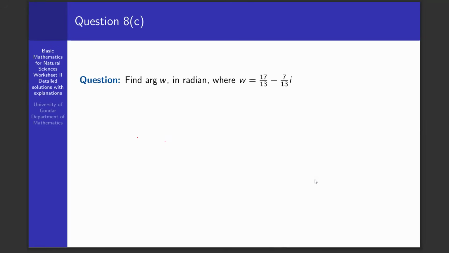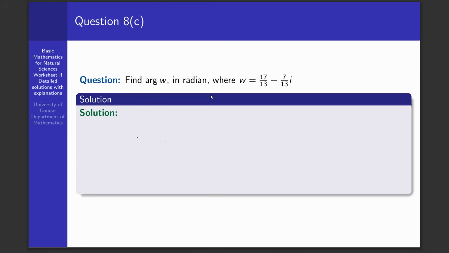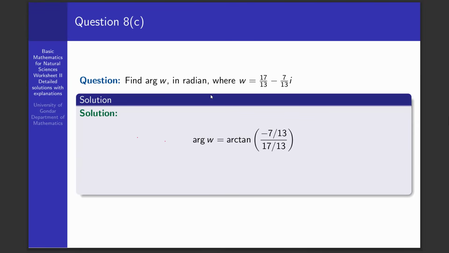The next question is question number 8c. That means just finding the argument of w in radian measure whenever w is given to be 17 over 13 minus 7 over 13 i. We know that the argument of a given complex number is obtained by the tan inverse. We know that the argument of a complex number is an angle which is formed between the positive x-axis and the arrow determined by the complex number itself.